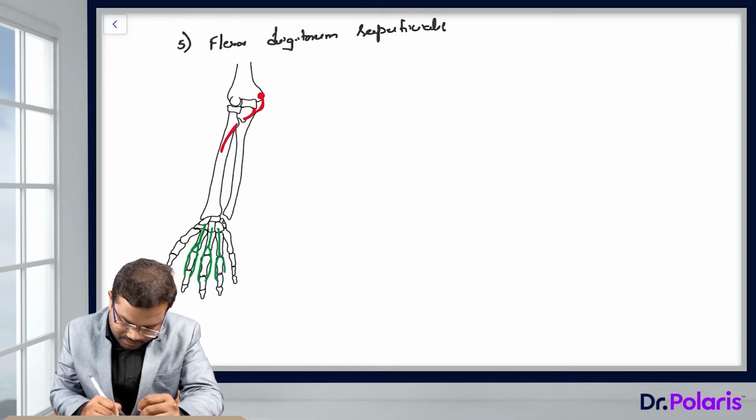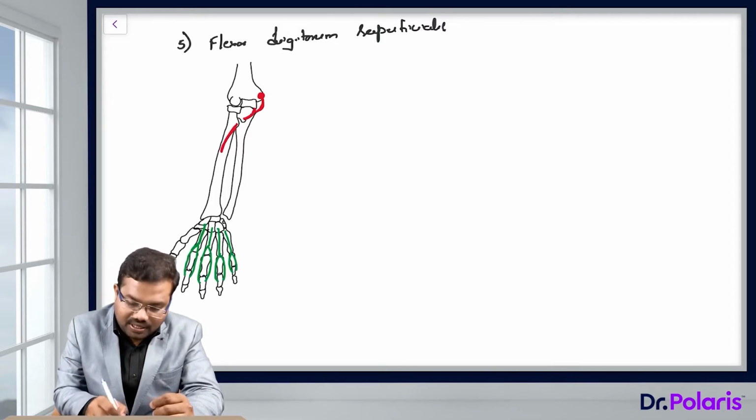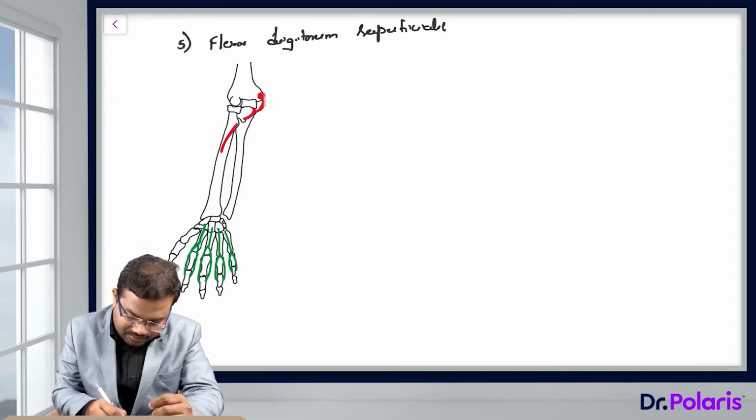Sides of middle phalanges. Here also it divides into two sleeves which will be attaching to the sides of the middle phalanges. And this will be the extension of this muscle.